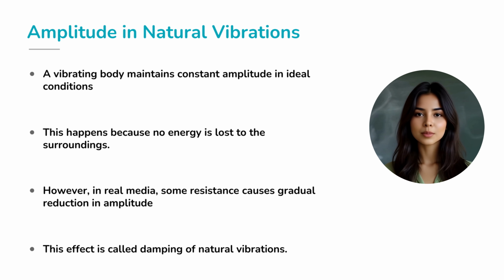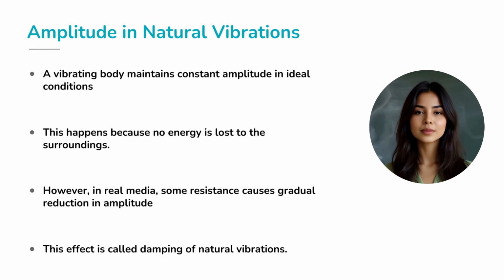Let's now focus on amplitude, the maximum displacement. Ideally, in a perfect world, the amplitude of natural vibrations remains constant. That means if you pluck a guitar string in vacuum, it would keep vibrating forever at the same loudness. But in real life, air, water, or any surrounding medium resists motion, and gradually the amplitude decreases. This reduction is called damping. It's the reason why your swing eventually slows down and why your guitar note fades away instead of playing forever.